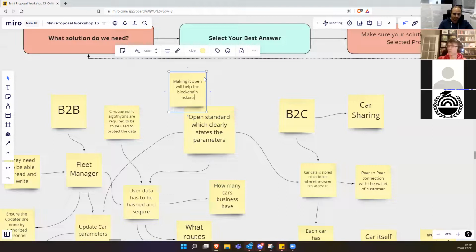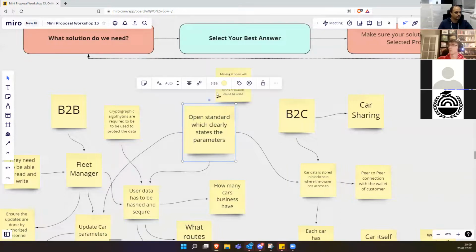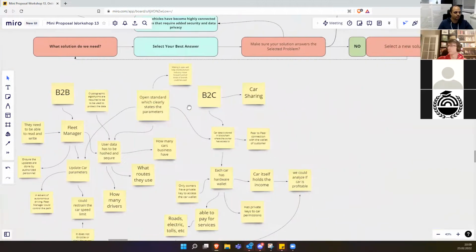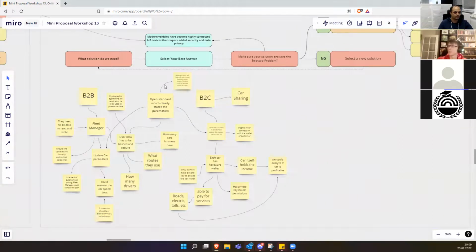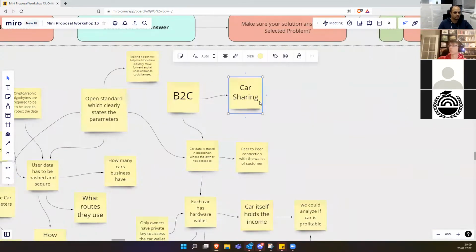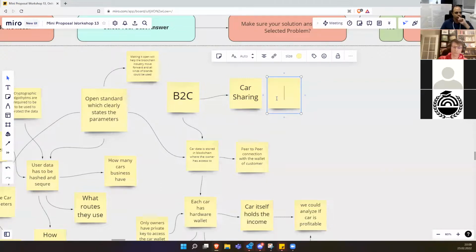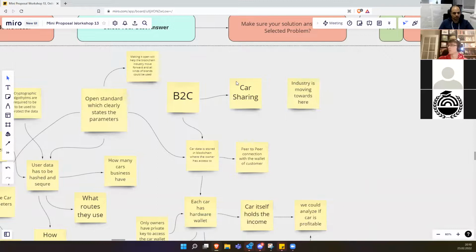I think the car sharing one is probably the most commercially viable, because convincing all the car makers to adopt the standard is hard. But if you use it for car sharing services, which we know the whole industry is moving towards, whether it's scooters, bicycles, or cars, this could be very viable and useful, because that tool, that platform, could be used by many new projects being built on Cardano.